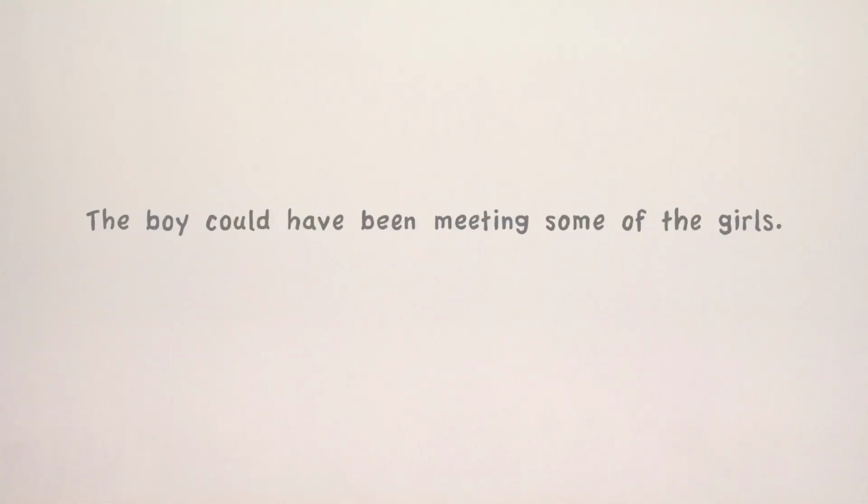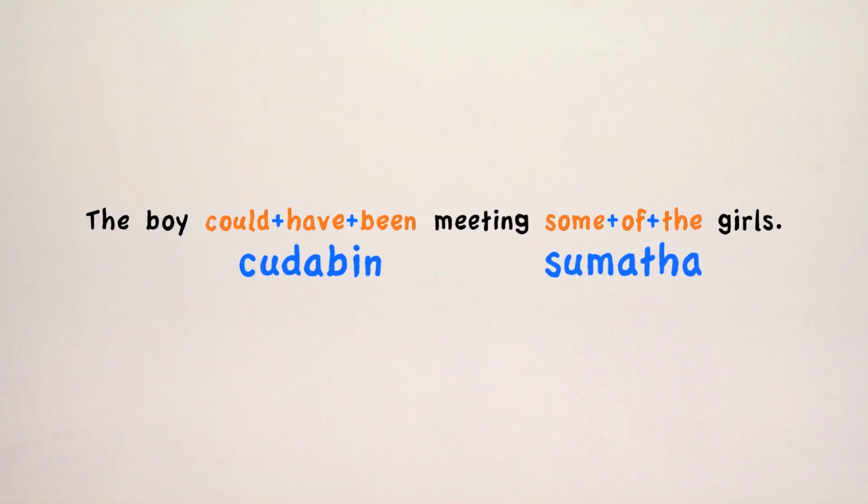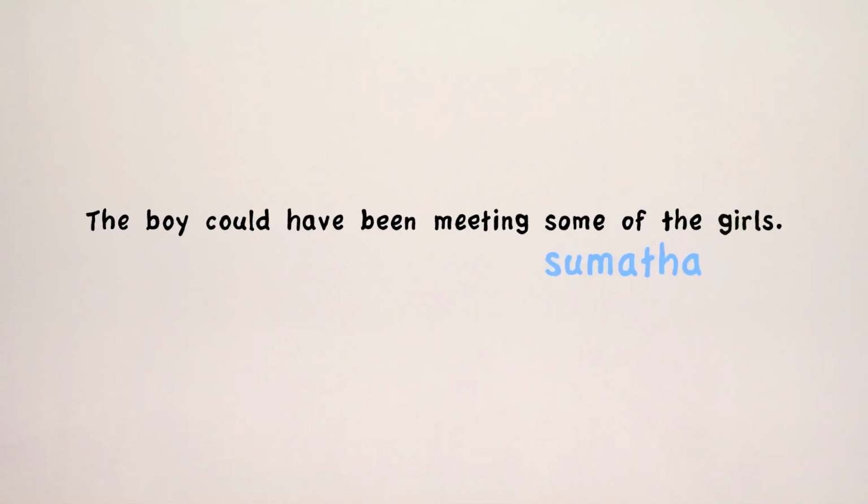Let's make the sentence even longer. The boy could have been meeting some of the girls. This sentence has 10 words now, but still only the 3 original words are content words. All of the other words are grammatical words, and they are not stressed. In fact, to keep the rhythm of the sentence to 3 beats, the grammatical words are linked together and reduced. It's like we're swallowing them. Could have been meeting. These smaller words are compressed together to fit in between the stressed words to keep the beat. So could have been sounds like could have been. Some of the sounds like some of the. The boy could have been meeting some of the girls.